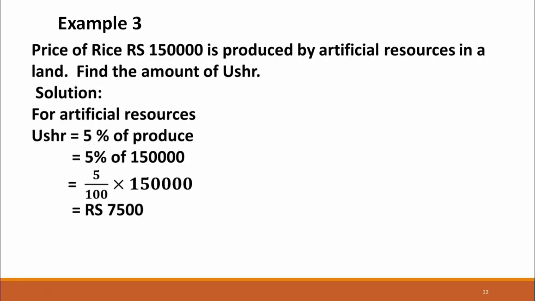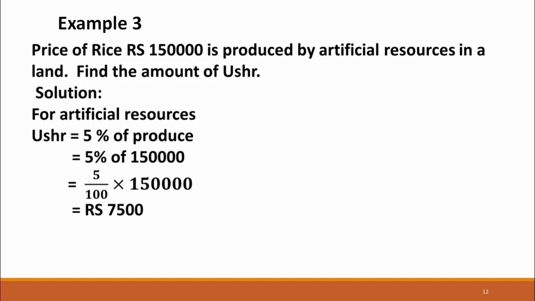Now the next example. The price of rice is 1,50,000 rupees, produced by artificial resources in a land. Find the amount of ushr. So dear students, this is a very simple question. You see here, the rate of ushr is 5%, because in this problem it is clear that the land is irrigated by artificial resources.